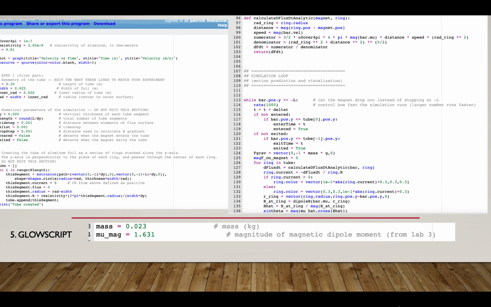For the computational model, we first set some constants such as mu0 over 4pi, and then we set the geometry of the tube with a length of 0.3 meter and width of 0.025 meter. In large, we checked if the magnet is in the tube, then we iterate across the rings to find the net magnetic force on the magnet. We find the magnet's acceleration and we update its position accordingly. And in the end, we plot the magnet's position and velocity versus time.